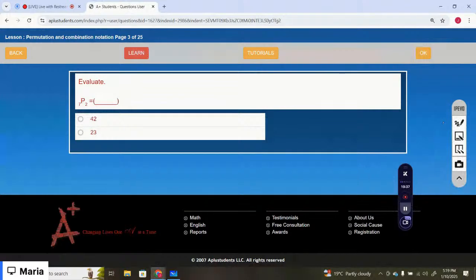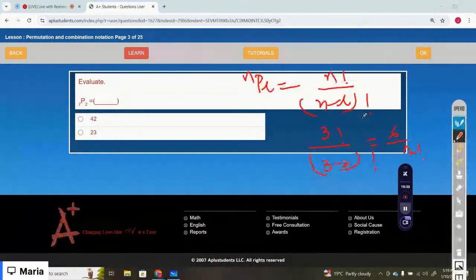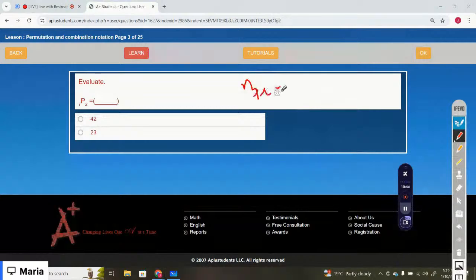7P2, that is nPr equals n factorial divided by n minus r factorial. So that is 7 factorial divided by 7 minus 2 factorial. So that is 7 times 6 times 5 factorial divided by 5 factorial. 5 factorial, 5 factorial cancel out. 7 times 6 is 42. So the correct option is 42.